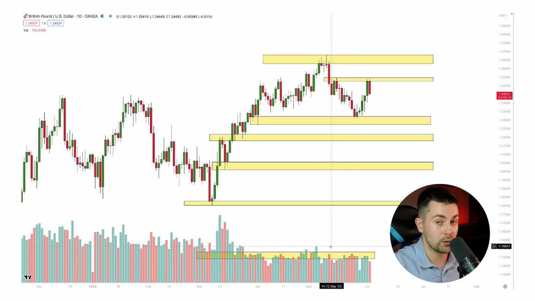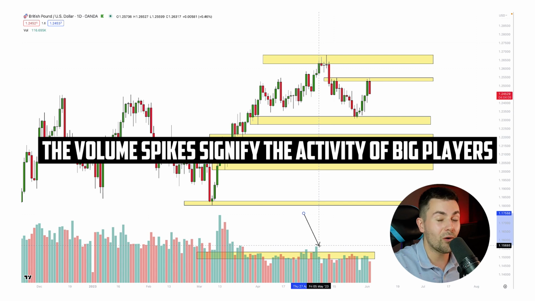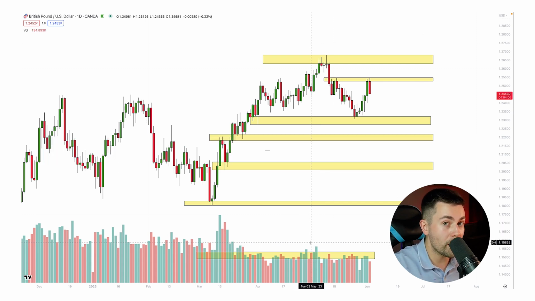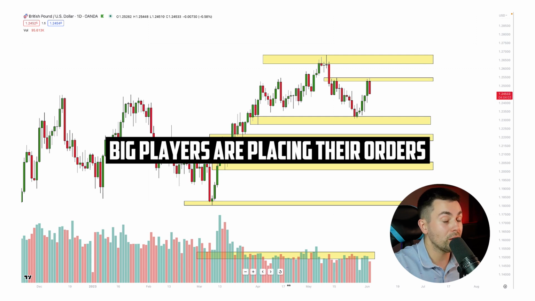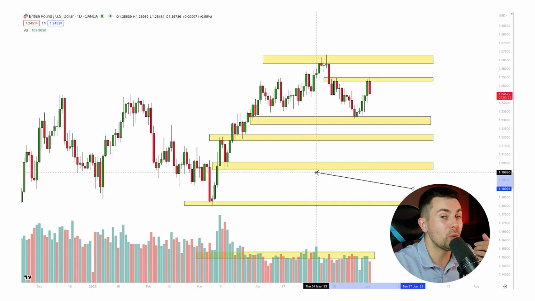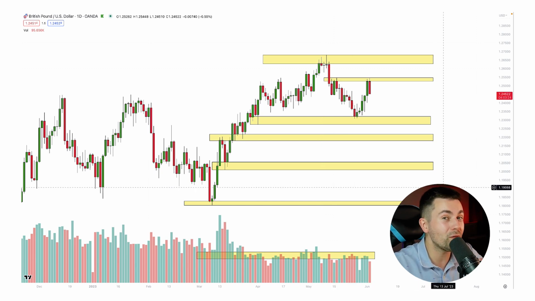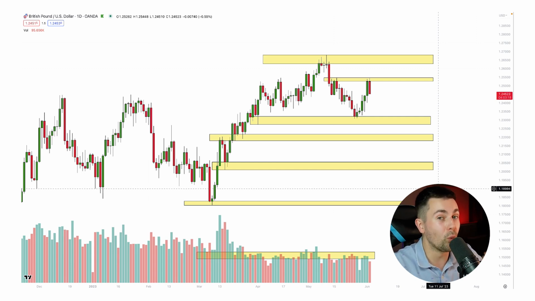Because when we analyze the order blocks, we are looking for the volume spikes. We are looking for the volume spikes because the volume spikes signify the activity of big players. The volume spikes signify that big players are placing their orders. So in order to spot the order block, we will analyze how the market reacted to a key level in the past, and we will analyze the volumes when the market tested that area in the past, and we will look for the sign of the big players, and the sign of the big players will be the volume spike.